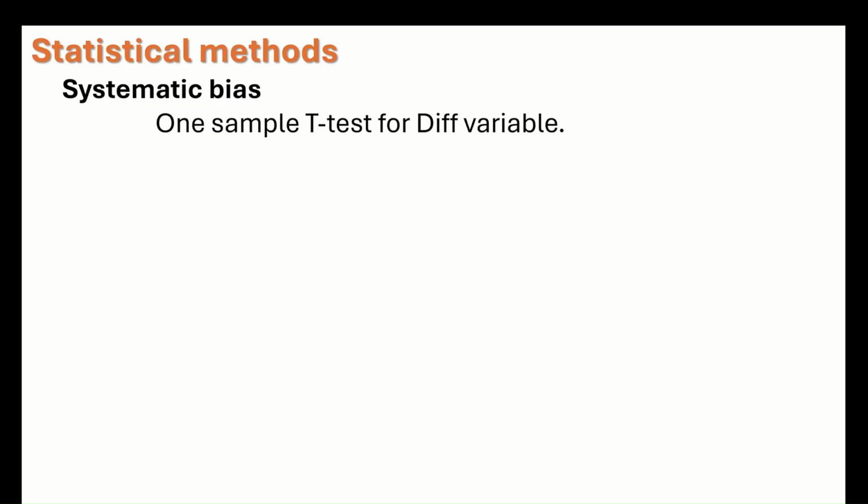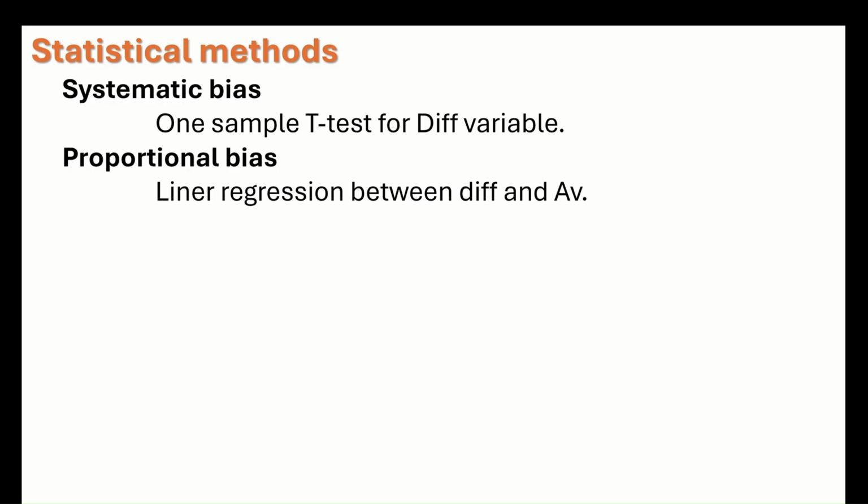Statistically, use the one sample t-test for the difference variable. And to confirm whether there is a proportional bias, simple linear regression can be performed using the dependent variable, which is the differences, and the independent variable, which is the average.